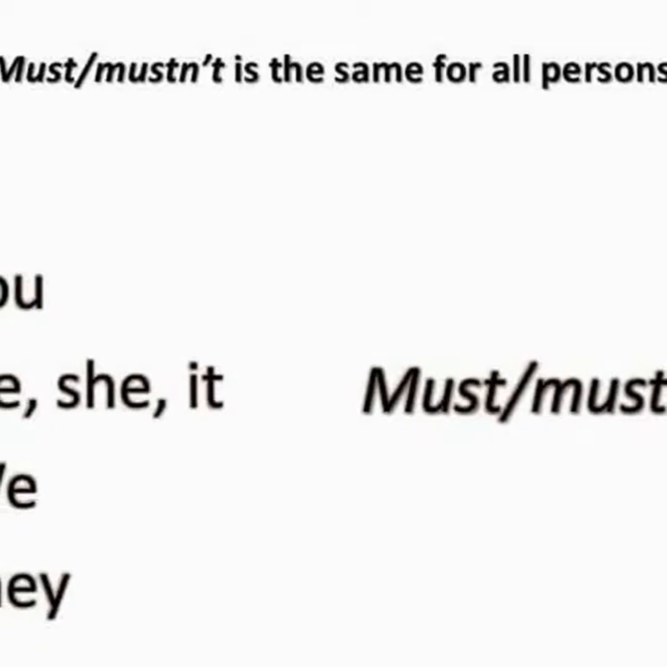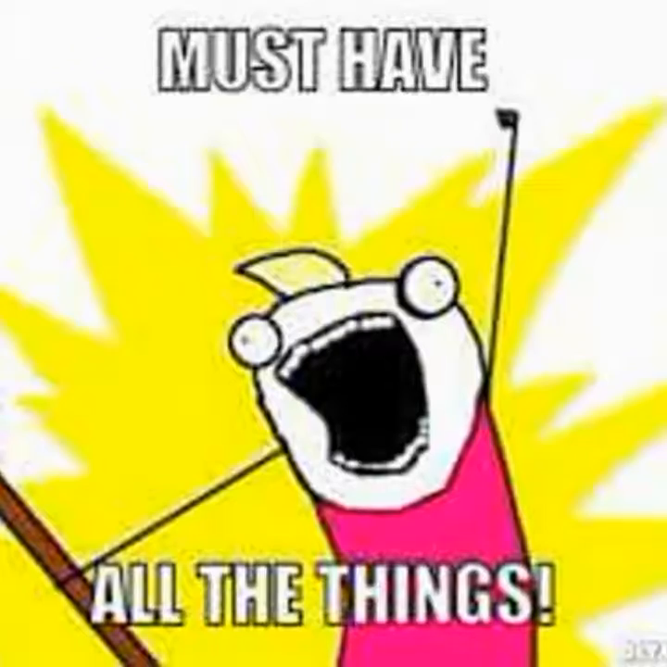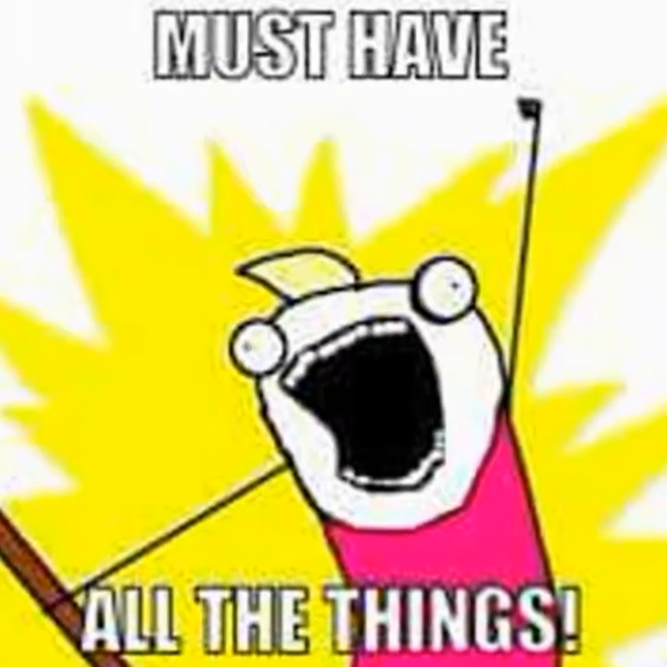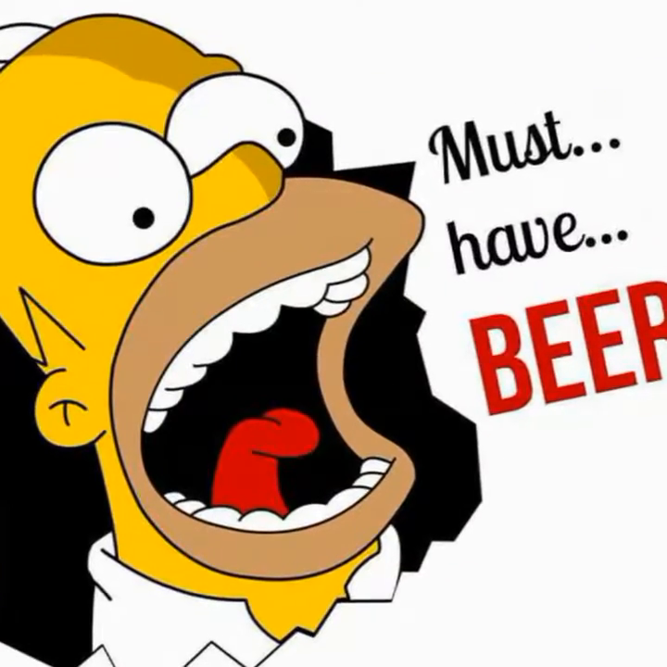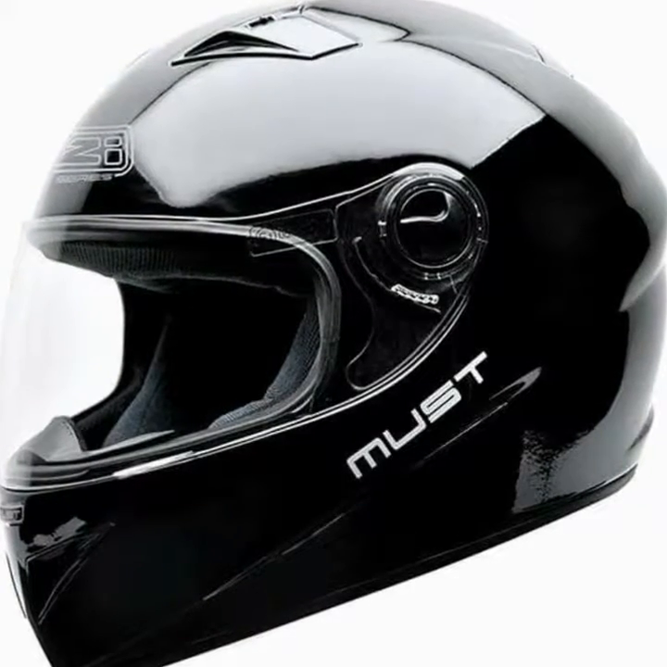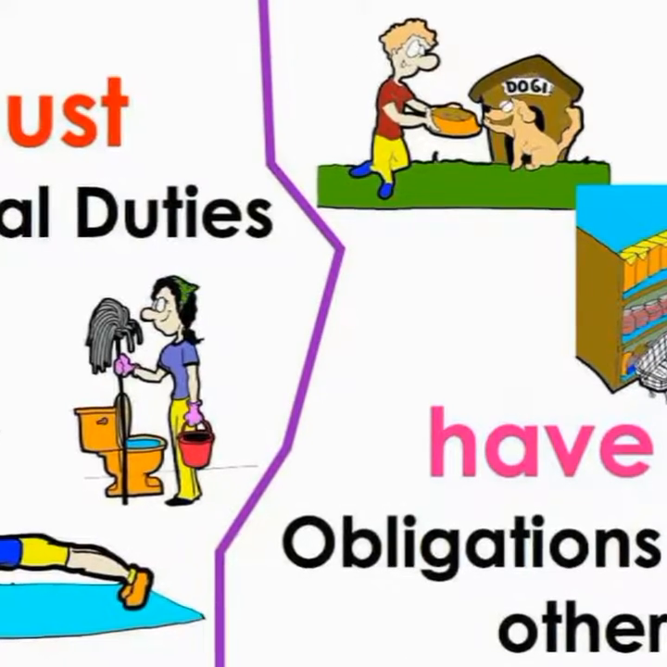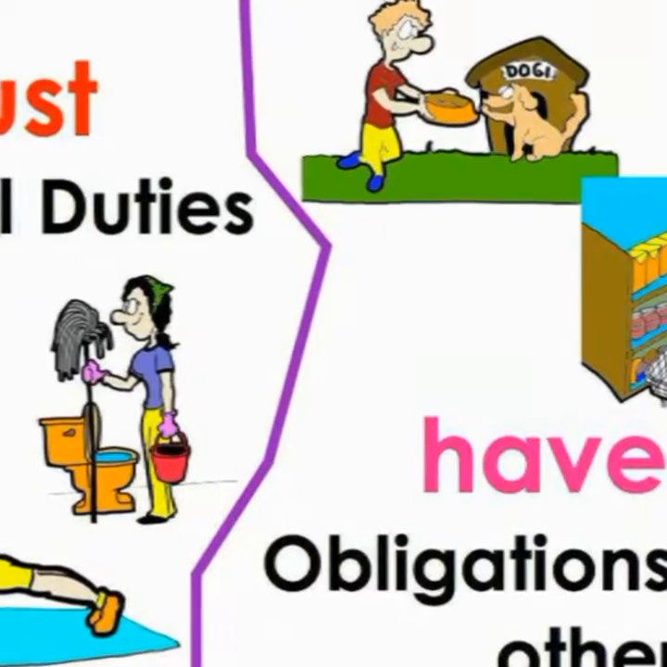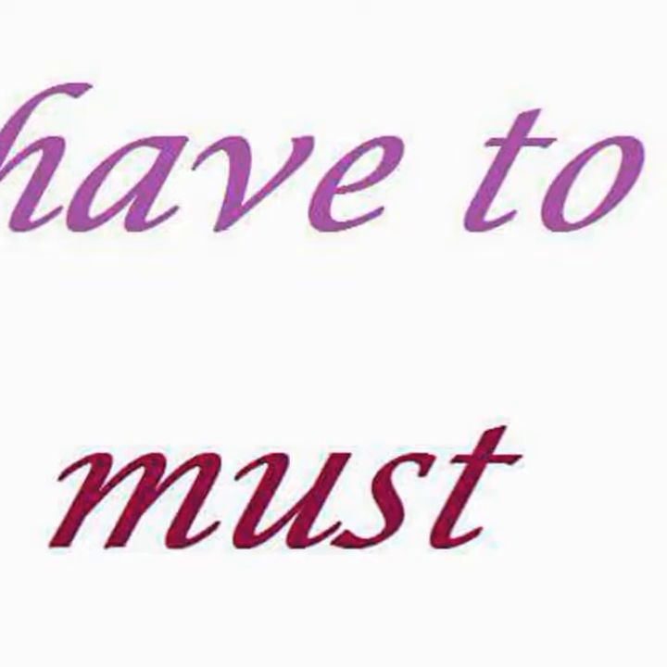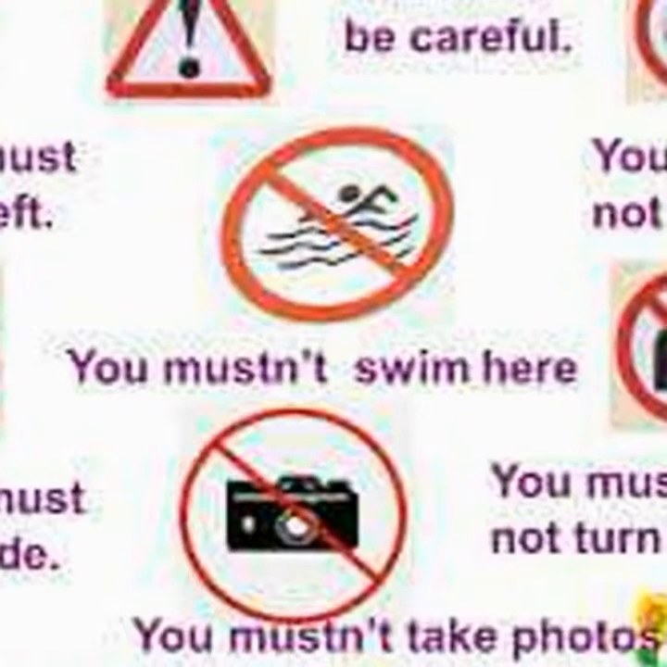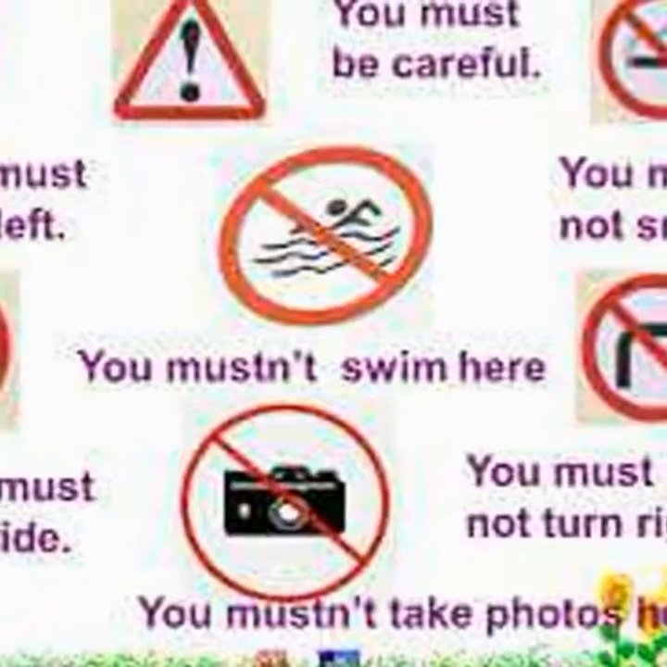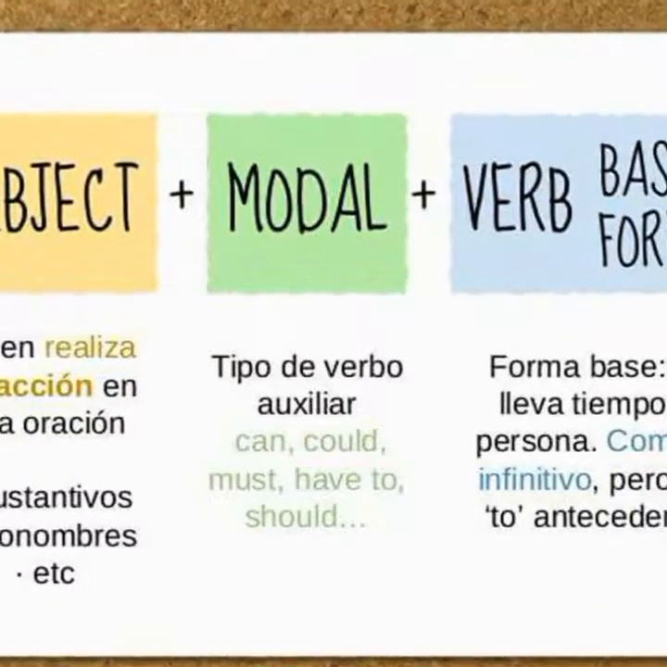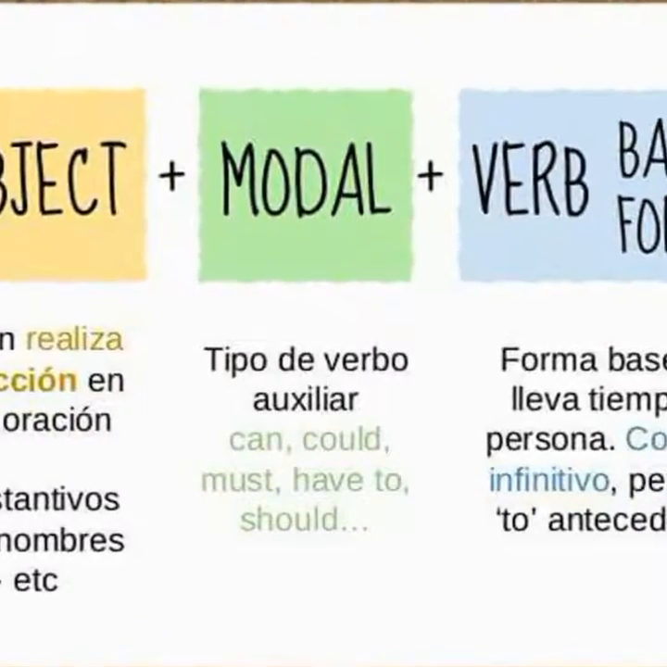In negative sentences, you add not. I must not smoke, you must not smoke, he must not smoke, we must not smoke, they must not smoke, right? As obligation: passengers must fasten their seatbelts. As moral duty: you must respect your parents, alright?